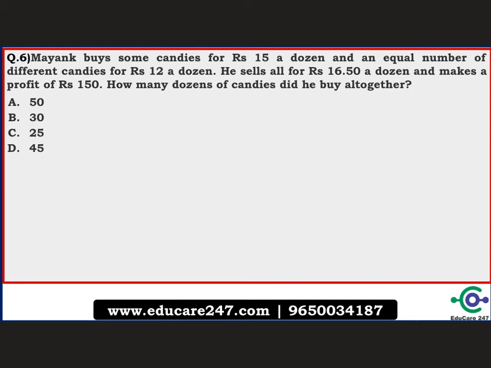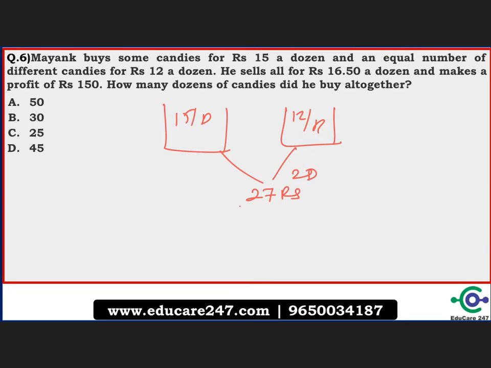So this he buys for 15 rupees per dozen and this he buys for 12 rupees per dozen. So consider he buys 1 dozen of this and 1 dozen of this. So together 2 dozen and it costs him 27 rupees. Now they say that he sells it at 16.50. So let him sell both the dozens at 16.50. So he sells it at 33 rupees. So how much profit does he make? He makes a profit of 6 rupees.